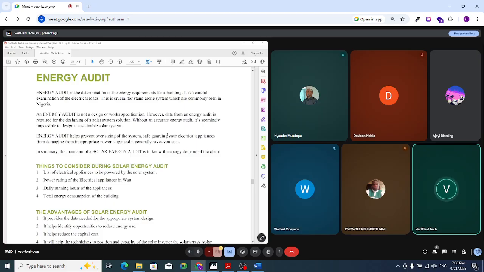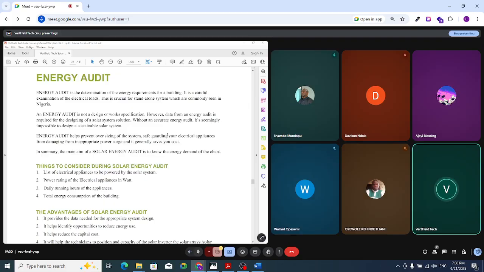That is why item 1 tells you that it helps you prevent oversizing of your system, and two, generally saves you costs. Now, connecting all these things, talking about item 2, which tells you about safety. This energy audit also helps you to take care of safety as it concerns your solar power system, and it is one of the basic things we also take care of. Safety is of essence. Safety is paramount. Safety is one of the things we usually talk about.